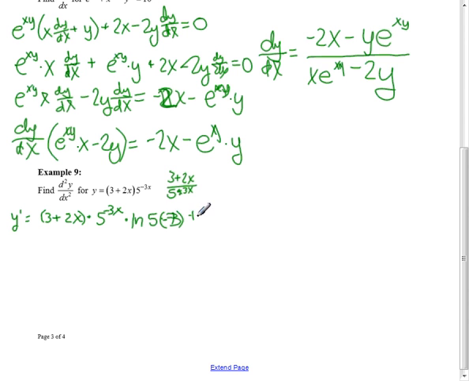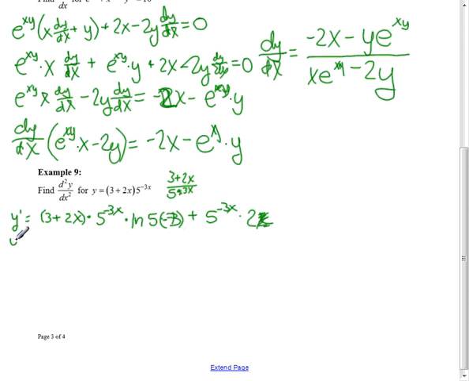Alright, plus the second function times the derivative of the first, which would be 2x. Or not 2x, would it? It would just be 2. Don't want to mess that up. Alright, maybe we should clean some of this up. Maybe we shouldn't. It's up to you.